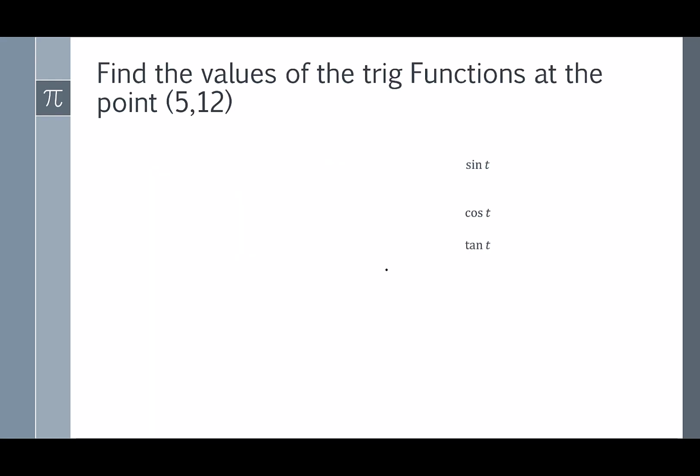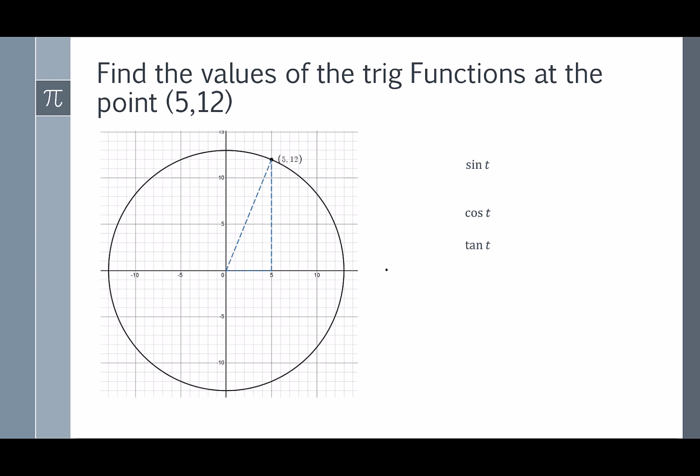Let's find the values of the trig functions at the point (5, 12). To help us visualize that, I've included a circle with the point (5, 12). I add a dashed line for the radius, and I add a dashed line down to the x-axis. Let's label it to get started. The opposite is the vertical height, which is 12. The adjacent is equal to 5. Notice that I don't know the radius.